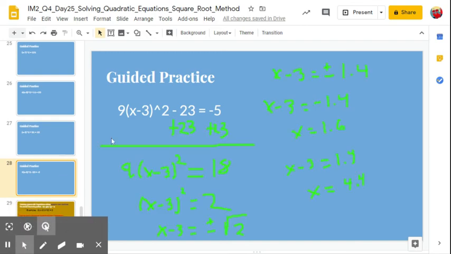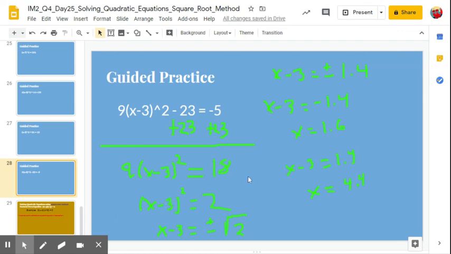So we add 23 to both sides. So then we get 9 times x minus 3 squared equals positive 18. Then we did division property of equality, divided both sides by 9. So we get x minus 3 squared equals 2. Aha! It's a positive number when we've isolated the binomial square. So there is going to be a solution here.